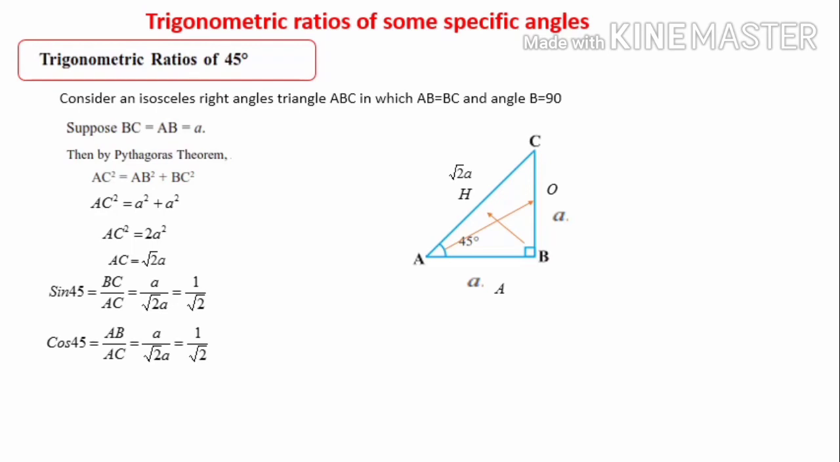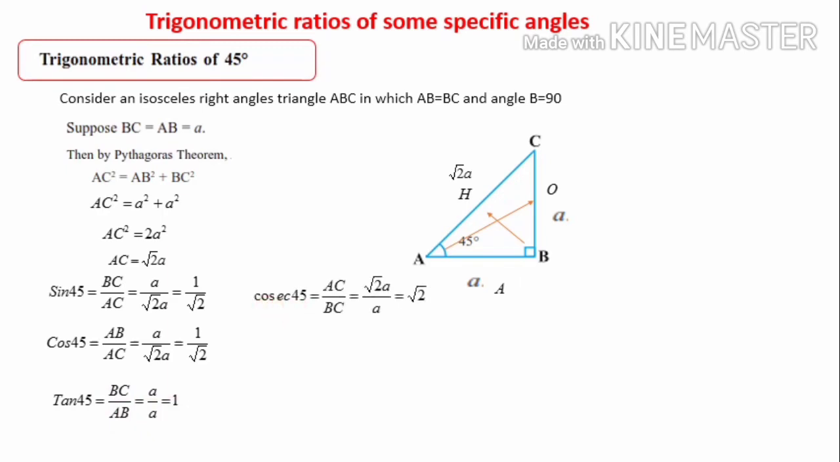Next is cos 45. Cos formula is A divided by H. Here A is AB and H is AC. So AB by AC. AB we have the length A and AC we know it is root 2A. Again A cancelled, and finally we have got the answer as 1 by root 2. Next is tan 45. The formula is O divided by A. Here O is BC and A is AB. So BC by AB, again A by A, that is equal to 1.